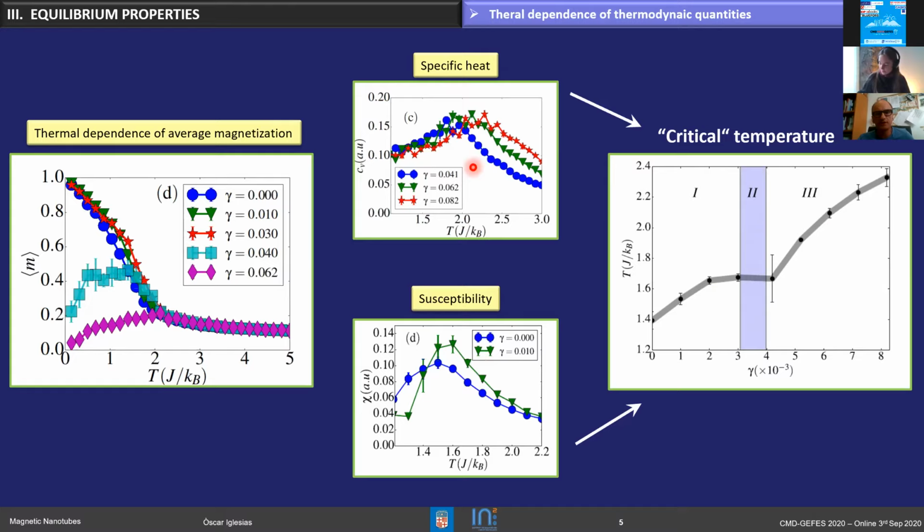From the specific heat peaks and the susceptibility peaks, we can see also that there's a critical temperature for ordering, which is supposed to happen in between the paramagnetic and one of these ordered phases here. And you see that this absolute critical temperature, because here we're dealing with finite size effects, varies with the coupling constant gamma. And there are three regions of characteristic variation, which now we will be studying in more detail.